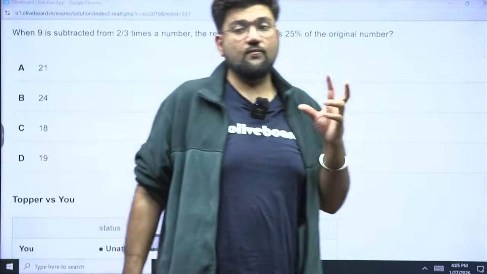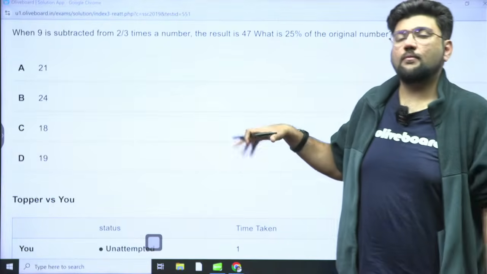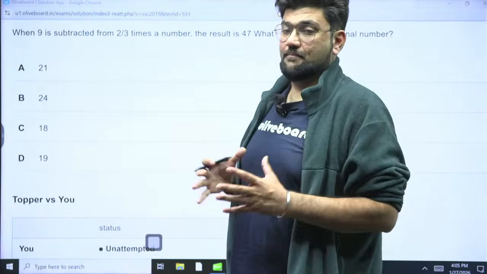Observe the way I'm discussing this with you. I will also be emphasizing how much time ideally you should be taking for the question and how much time probably the topper might have taken, so that you get a better comparative analysis.